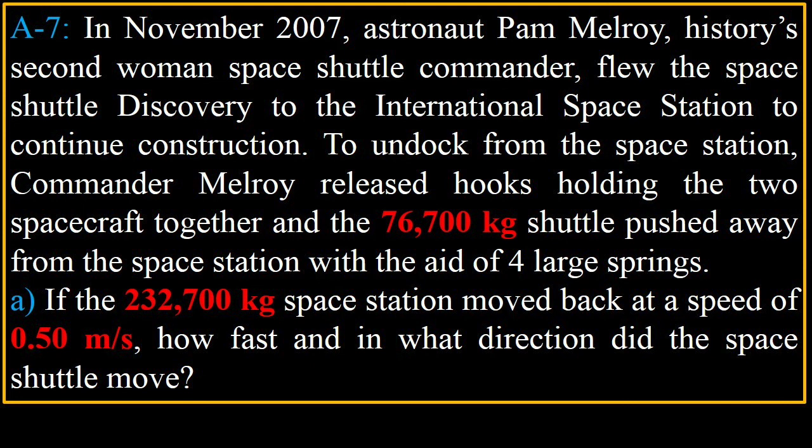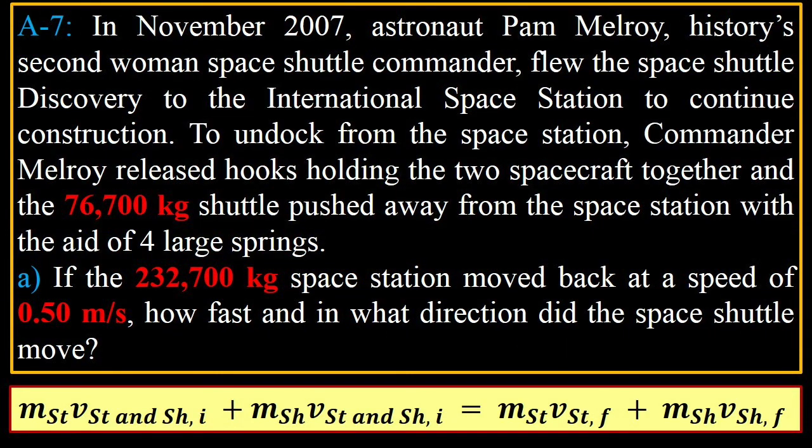So the space station moved back 0.5 meters per second, and it is very heavy, it's enormous, and the space shuttle moved the other way. So this is going to be conservation of momentum, and the sum of the initial momenta is going to equal the sum of the final momenta. On the left is the shuttle, and on the right is the space station. F for final, I for initial.